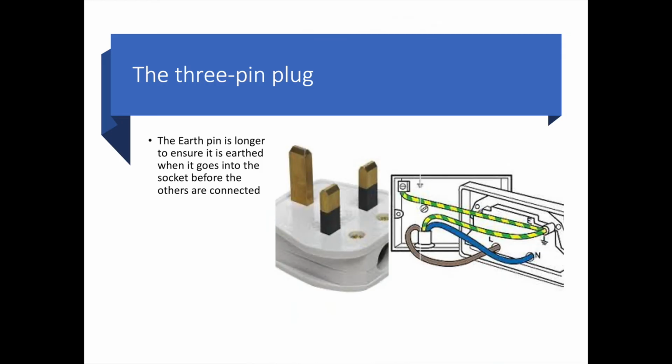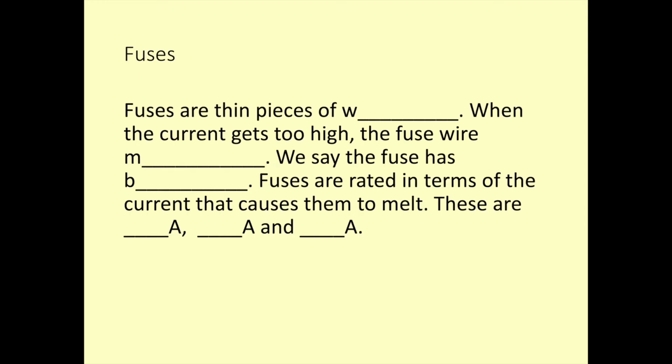The picture on the right also just shows you what the sockets look like that you're plugging them into. So you've got your live and neutral wires connected from the main supply, and then also that earthing process that's going on.